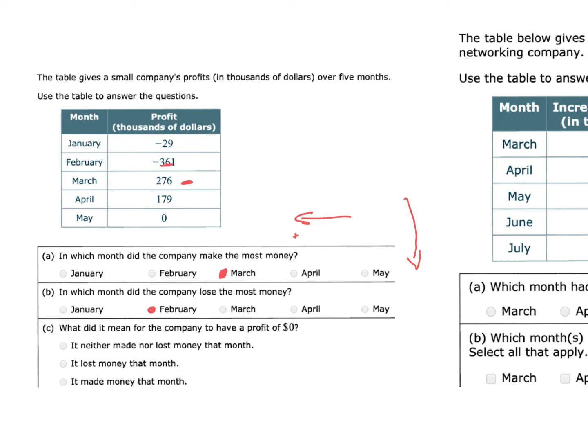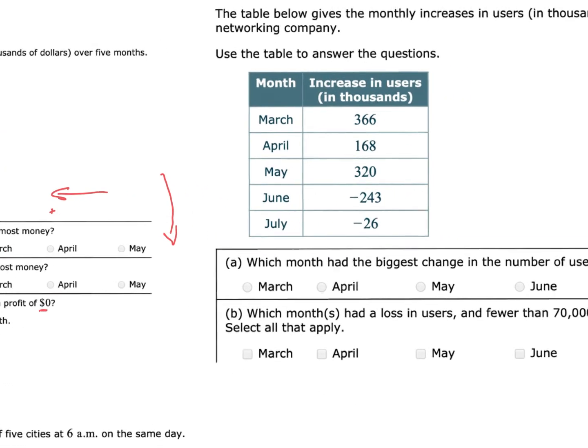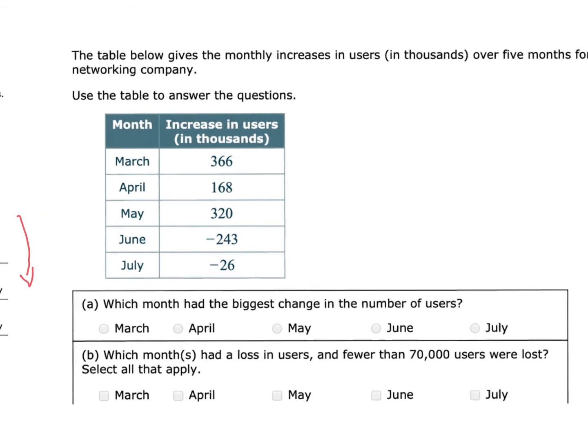Not good, February. Wonder what they do. Part C, what did it mean for the company to have a profit of $0? That means it neither made nor lost money that month. It was neutral. So that's in terms of profit, not revenue. So they still were able to pay their salaries, hopefully.